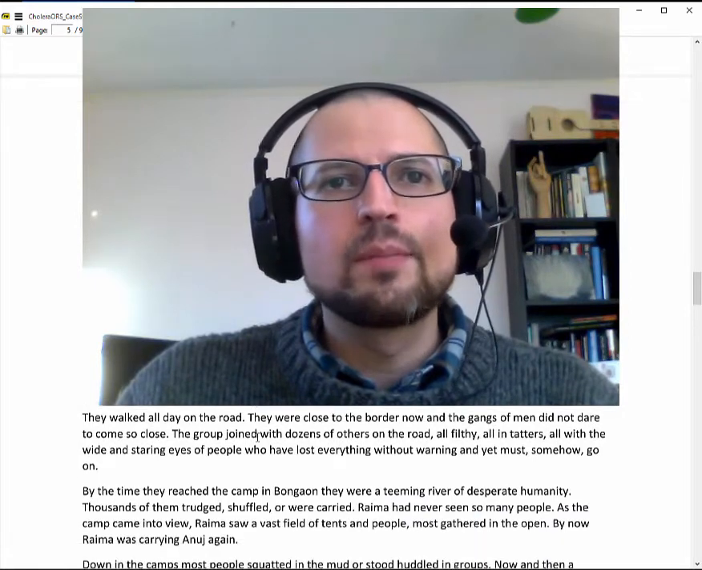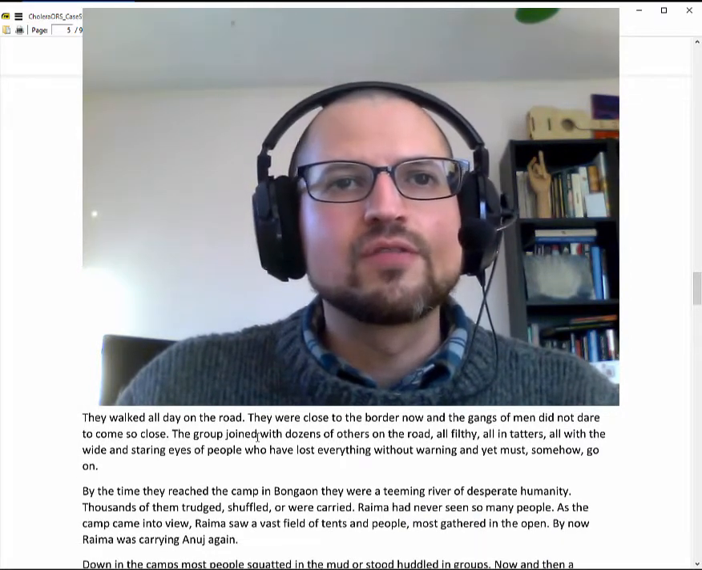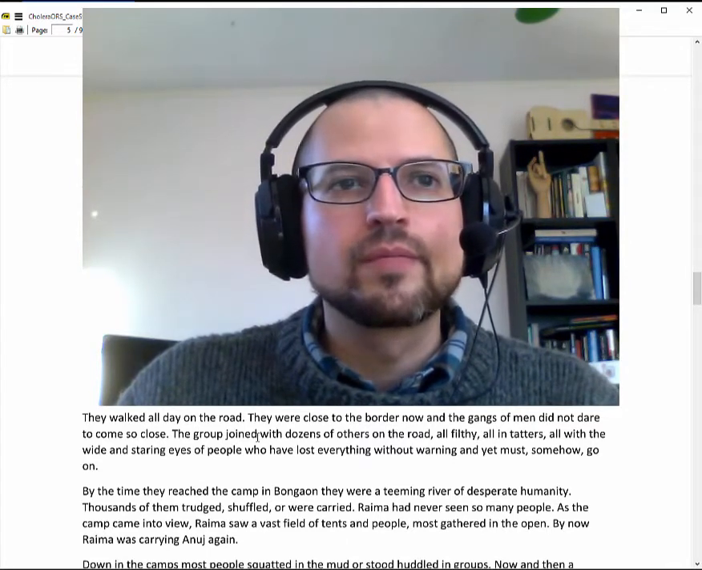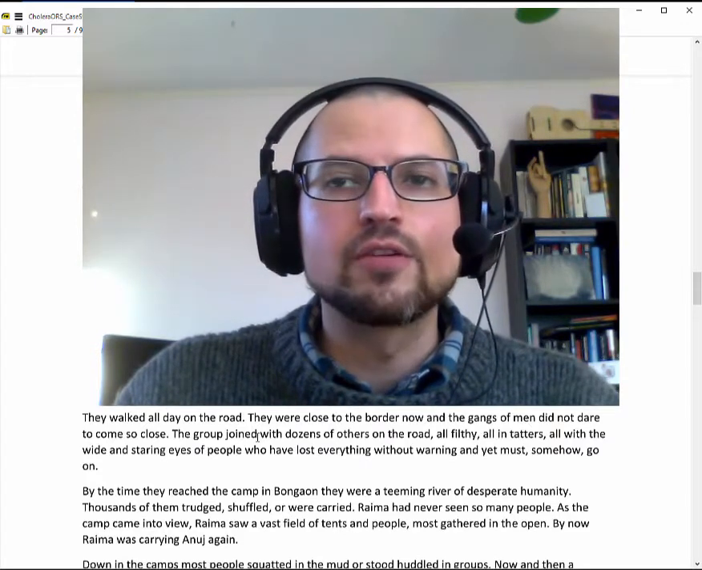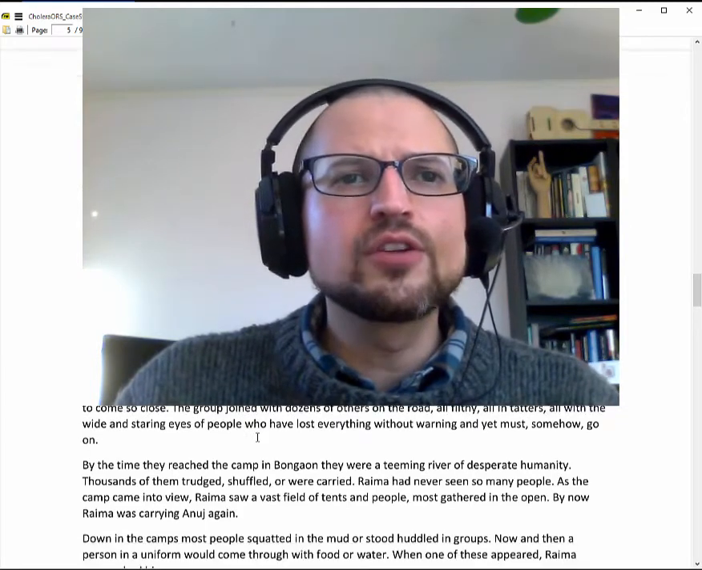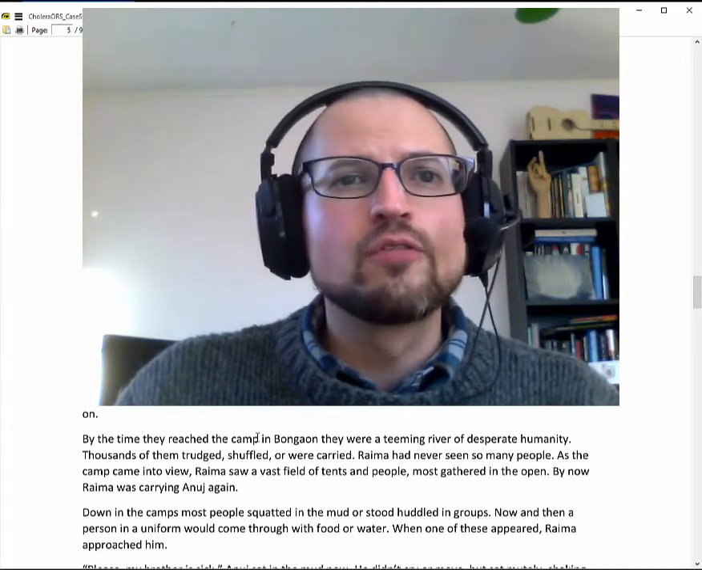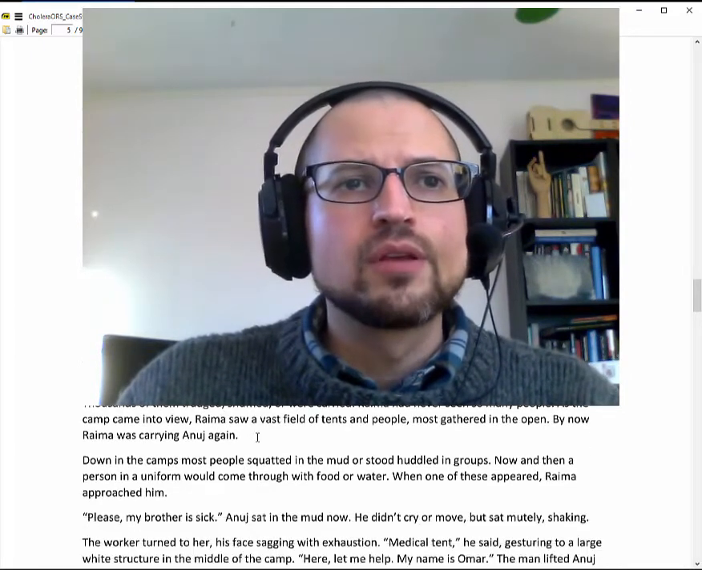By the time they reached the camp in Bangaon, they were a teeming river of desperate humanity. Thousands of them trudged, shuffled, or were carried. Rima had never seen so many people. As the camp came into view, Rima saw a vast field of tents and people, most gathered in the open. By now, Rima was carrying Anuj again. Down in the camps, most people squatted in the mud or stood huddled in groups. Now and then a person in uniform would come through with food or water. When one of these appeared, Rima approached him.